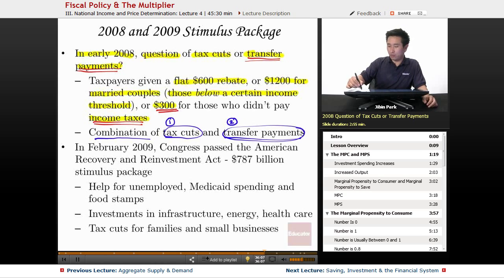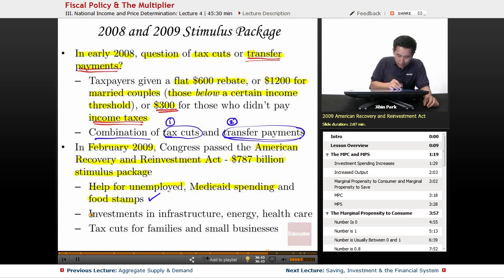Well, it didn't necessarily work. A lot of different things were going on in the economy, and a lot of economists would say that wasn't enough to help out the American people. So finally, in February 2009, after Obama had been elected President of the United States, Congress passed the American Recovery and Reinvestment Act, which was a $787 billion stimulus package. What it did was provide help for the unemployed, Medicaid spending, and food stamps. So there was a direct injection of money into the economy.